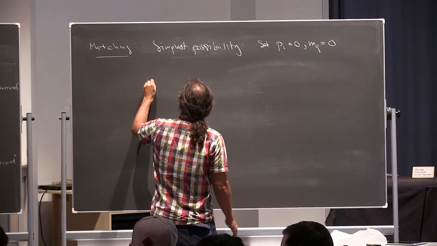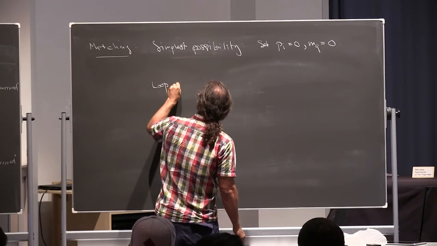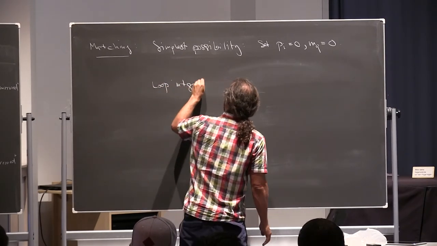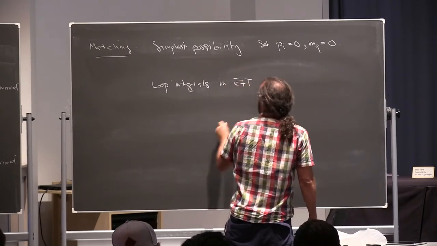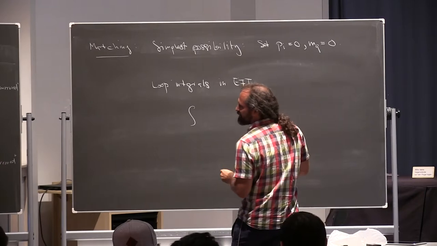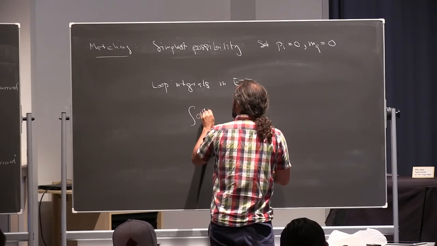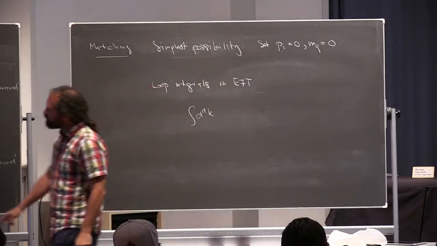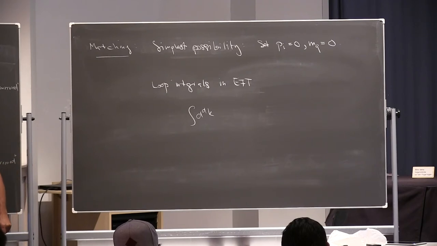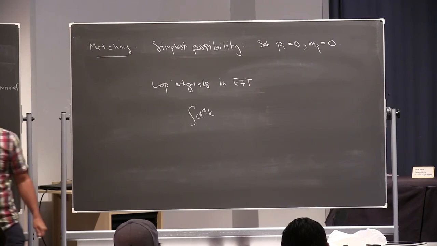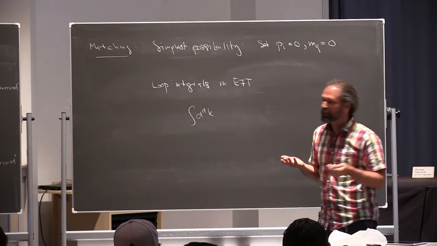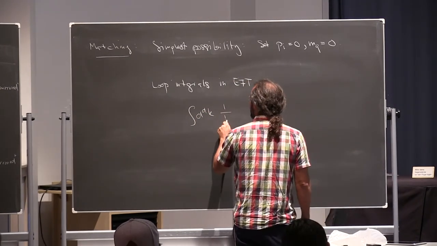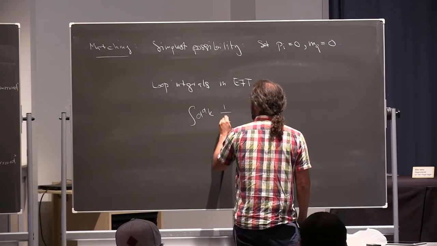So what happens is, the loop integrals will look like this. There's an integral d^dk. Then all of these integrals have two fermion propagators, so we don't have any quark masses, we don't have any external momenta, so the propagator will just be 1 over k slash.